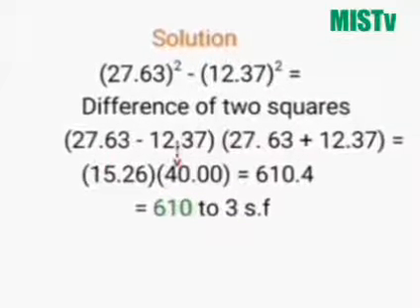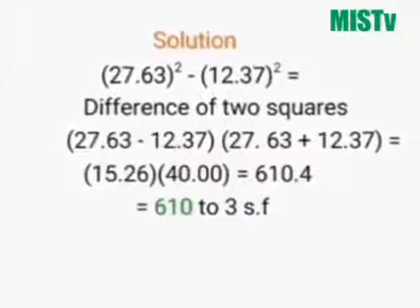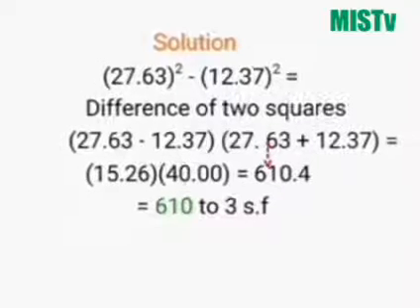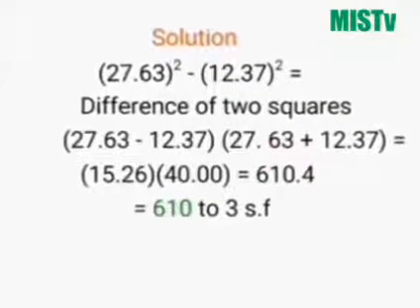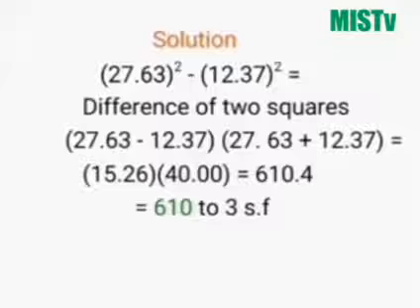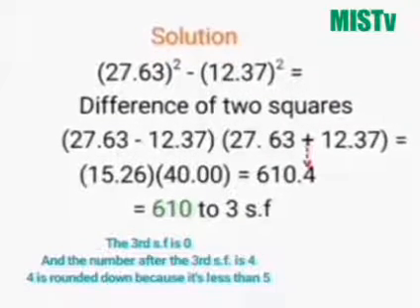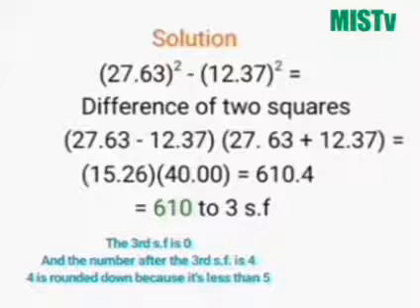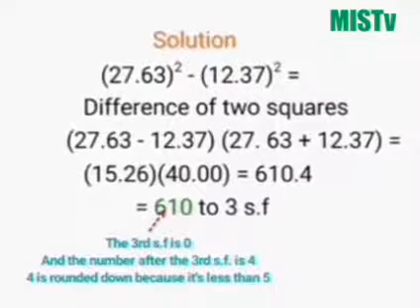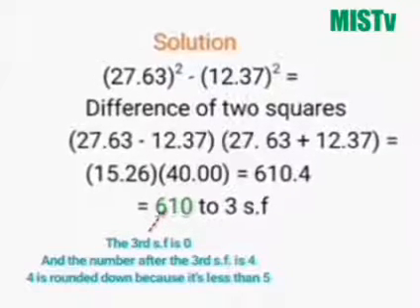Now 15.26 times 40.00 gives 610.4. To correct to three significant figures, round down the number after the third significant figure. This will give 610 to three significant figures.